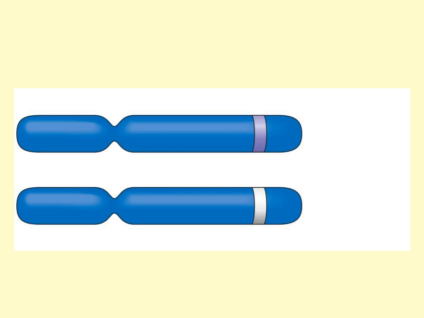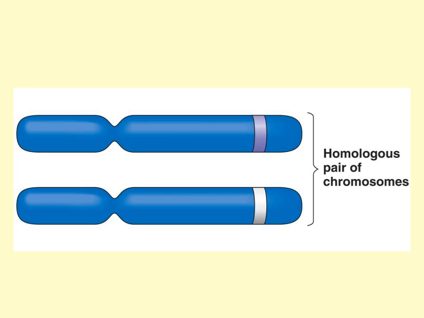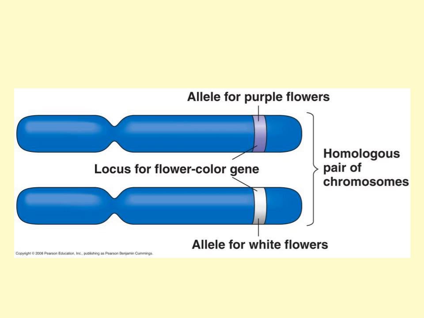Here we have a pair of chromosomes. These chromosomes are found in the genome of a pea plant, the organism that Mendel used to discover genes. As the chromosomes have the same sequence of genes, they are homologous. This locus on the chromosome is where we find the gene for flower color. And we have two different types of flower color genes that can be found at this locus, the purple flower allele or the white flower allele.